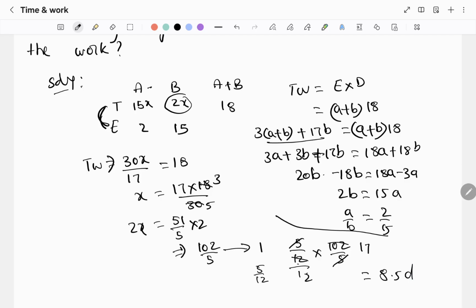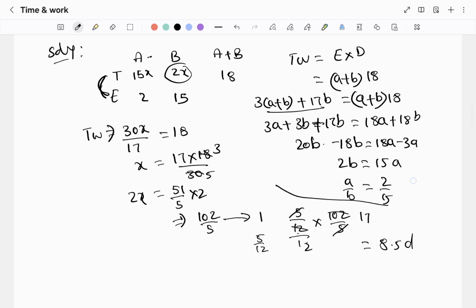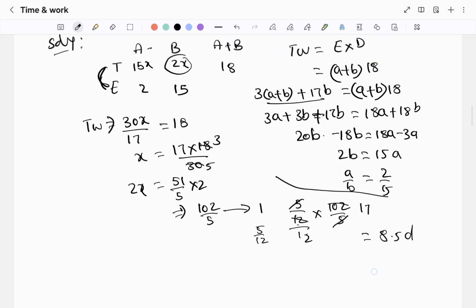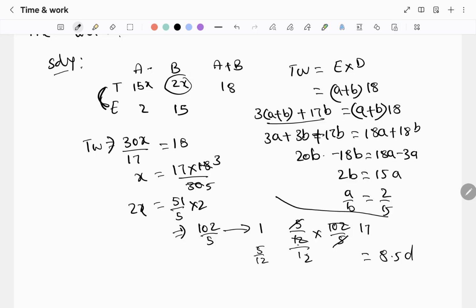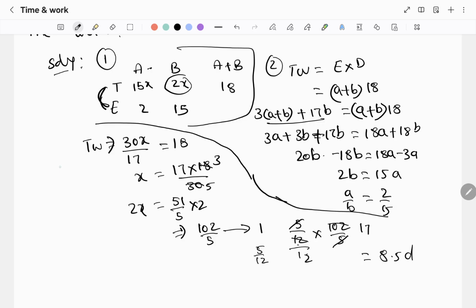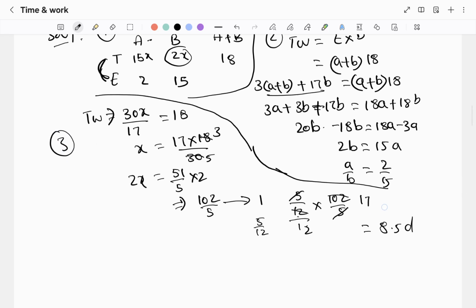Suppose there is any shortcut for this. Let me try the shortcut. Hope you understood this method. First I came from here, this is the first part, the second part, and finally this is the third part. Don't get confused.